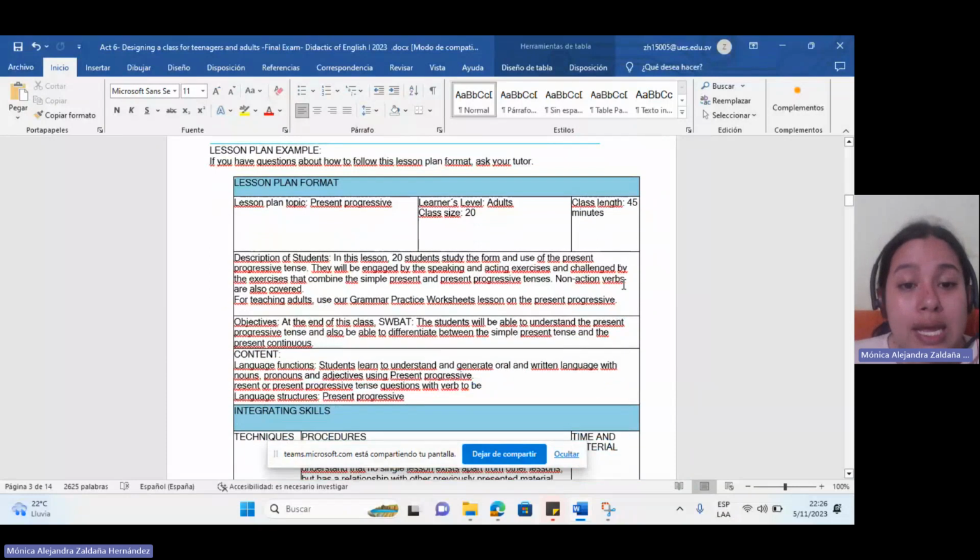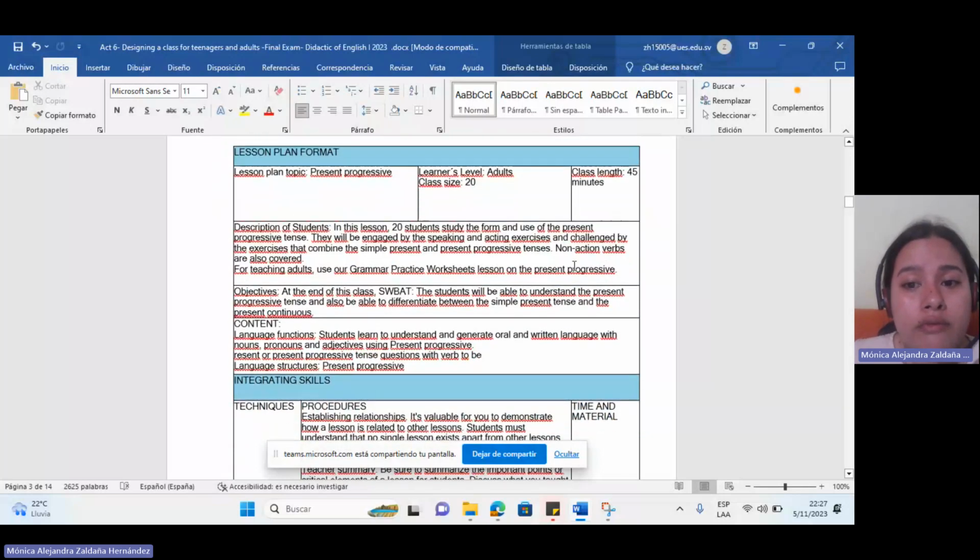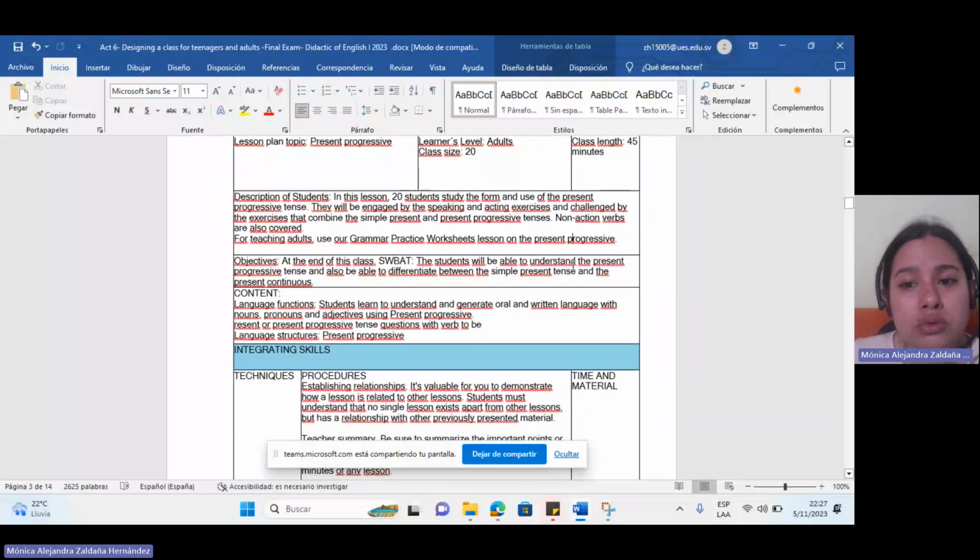Description of the students. In this lesson, 20 students study the form and use of the present progressive tense, and they will be engaged by the speaking and active exercises and challenged by the exercises that combine the simple present and present progressive tenses. Non-action verbs are also covered. For teaching adults, we use grammar practice.